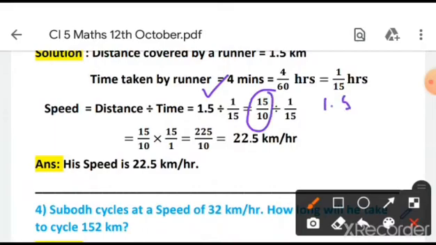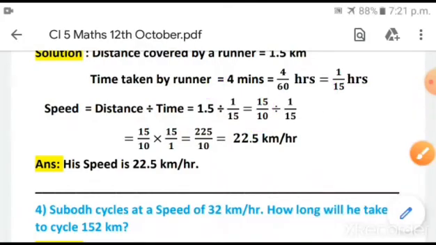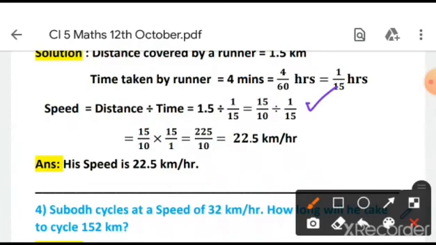So 1.5, when you convert it into a simple fraction, what do you do? You write 15 by 10. Why 10? Because here after the decimal point, only one digit is present. That is why you are writing 15 by 10. So you write 15 by 10 divided by 1 by 15. Now for division, what do you do? Division of the fraction, you need to change the division into multiplication. Then after that take the reciprocal of the divisor.